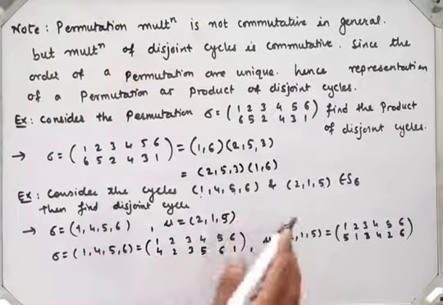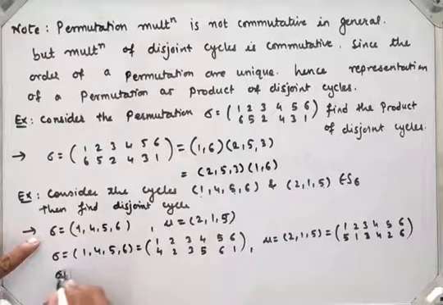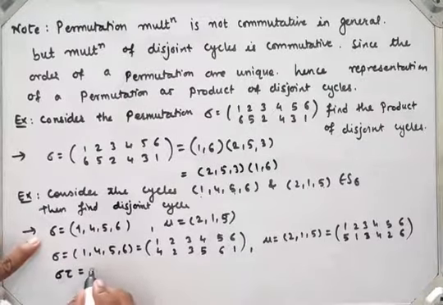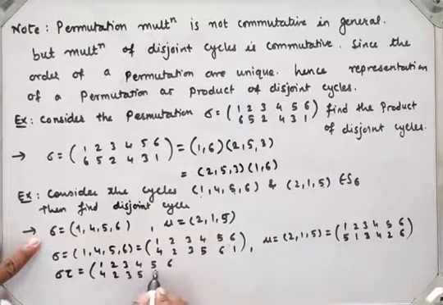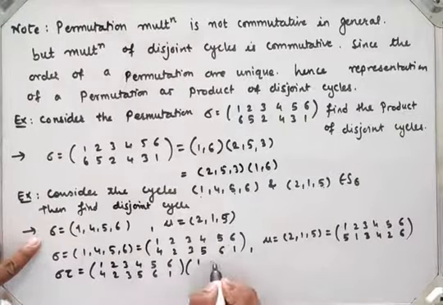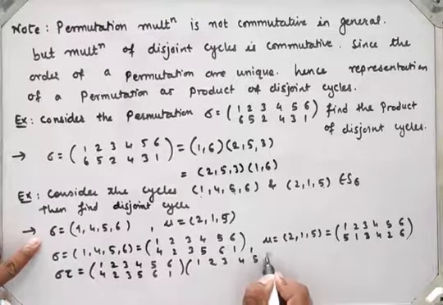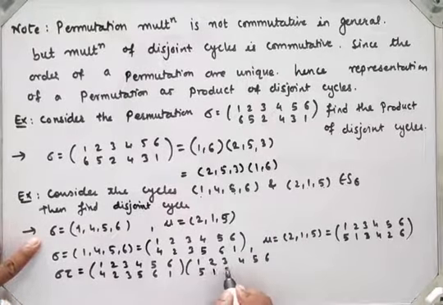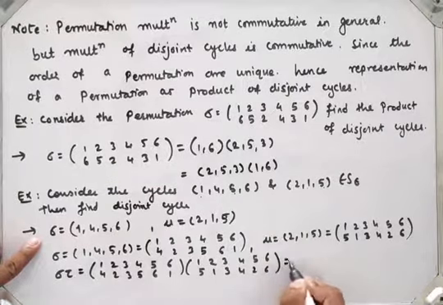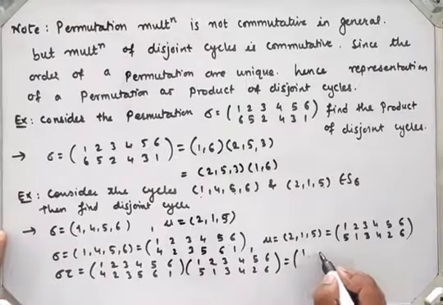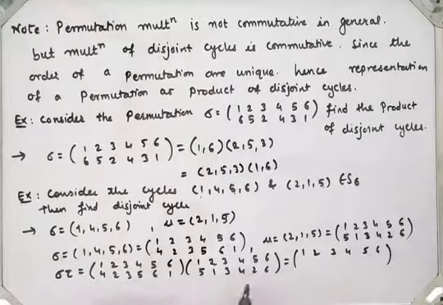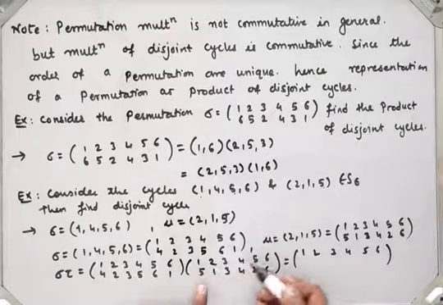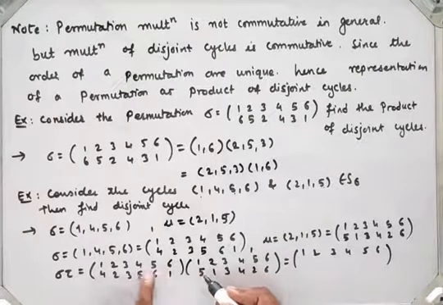Now to find the product of sigma and mu, what will we get? Sigma is 1 2 3 4 5 6 on top and 4 2 3 5 6 1 below, and mu is 1 2 3 4 5 6 on top and 5 1 3 4 2 6 below. There are 6 symbols in total. Taking the product, we start from the right-hand side: 1 goes to 5, 5 goes to 6.